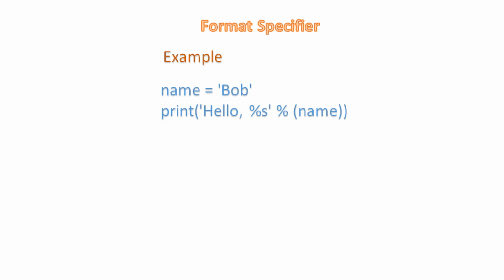Let's see this with an example. Here I am creating a variable of string type, name is equal to Bob, and in the print statement I am using hello %s followed by a percentage symbol and name enclosed in parentheses. In output, %s will be replaced by name, so it prints hello Bob. If we are passing single value, then parenthesis around the value is optional.